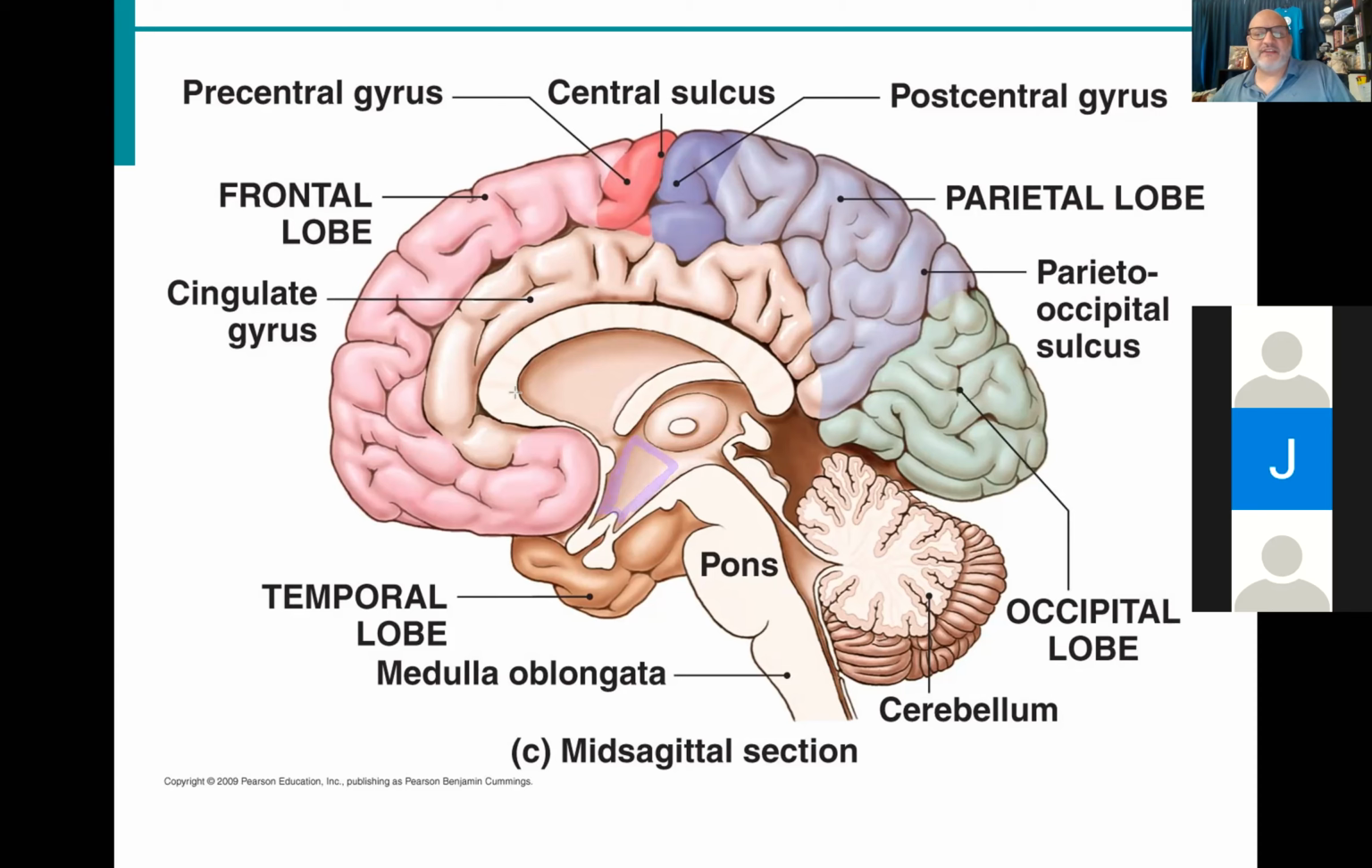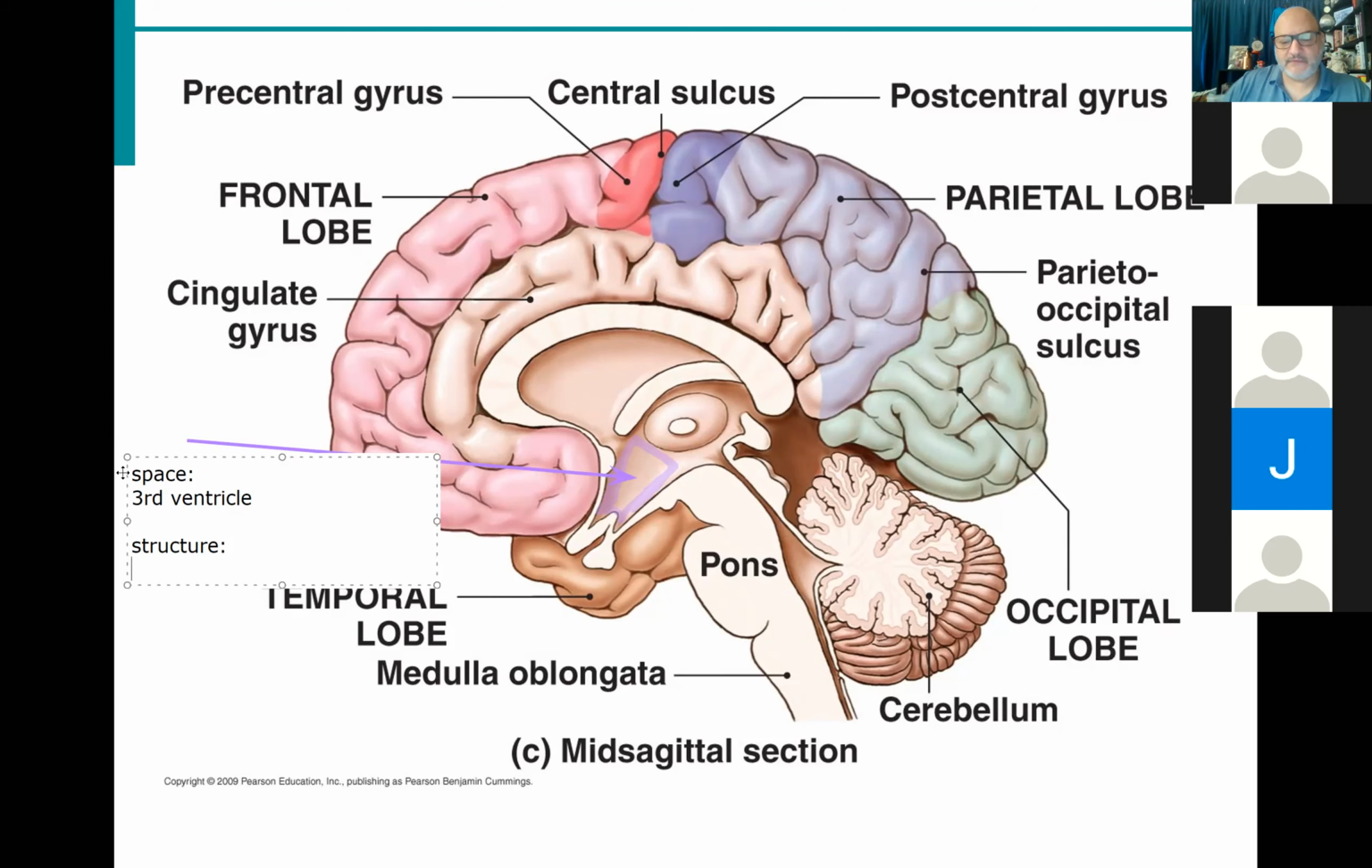And let's be careful. On the exam, I could have an arrow pointing here, this arrow's way too small, and I could, of course, ask you to identify the space. And as I just mentioned, this space is the third ventricle. But obviously, there is a structure that is making up the wall of the third ventricle. And this structure happens to be below the thalamus. And since it's below the thalamus, how do you think we identify it? Hypothalamus. Exactly.